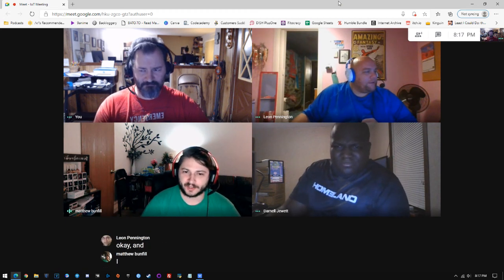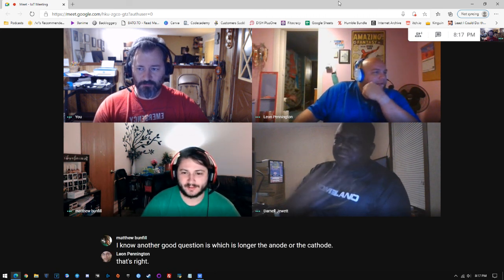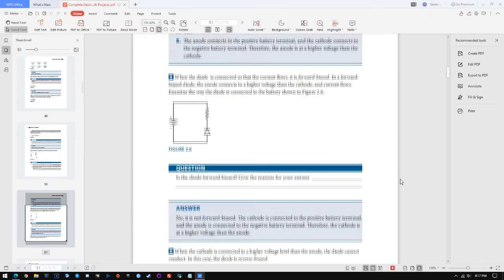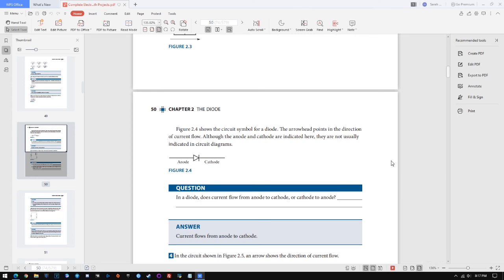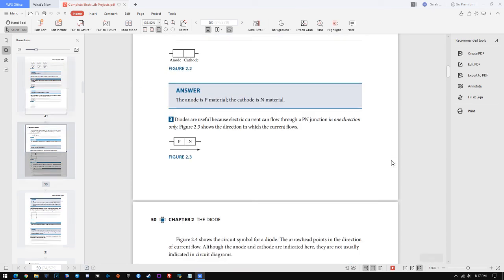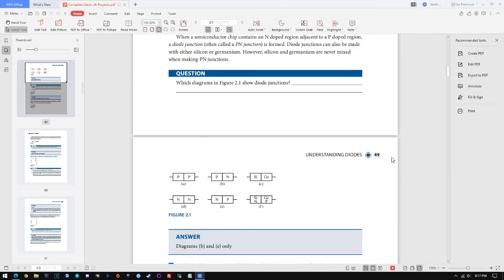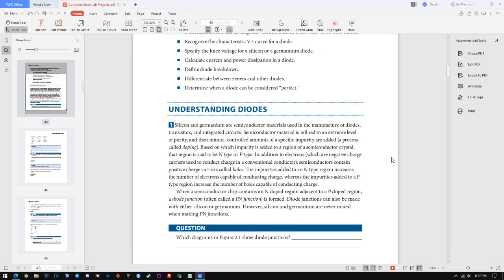Another good question is which is longer, the anode or the cathode? Oh, that's a good one. I know that the book even mentions it. And there's a reason for that. It's exactly the way you would think of why. I'm going to say the anode is longer.